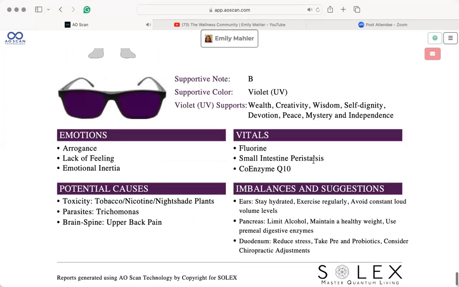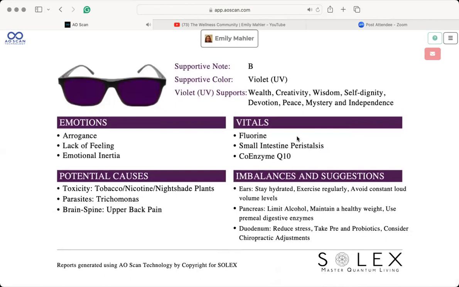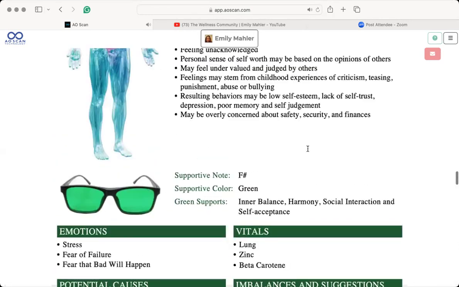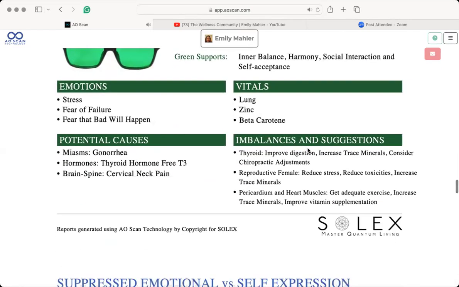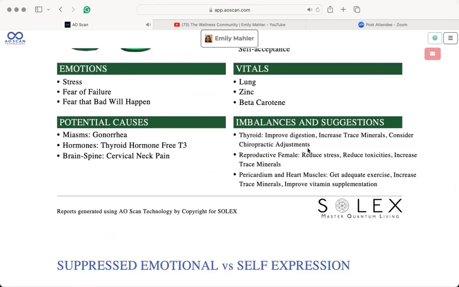And then fluorine, small intestine peristalsis, and CoQ10. I'm not seeing a ton of patterns here other than I definitely need some more vitamins and minerals, and my small intestine is likely needing some extra support. So again, I'm not going too deep with this, but I'm kind of looking for patterns, looking for ways to support my body. And then we'll look at the imbalances and suggestions. These are body systems that are imbalanced and suggestions to improve them.